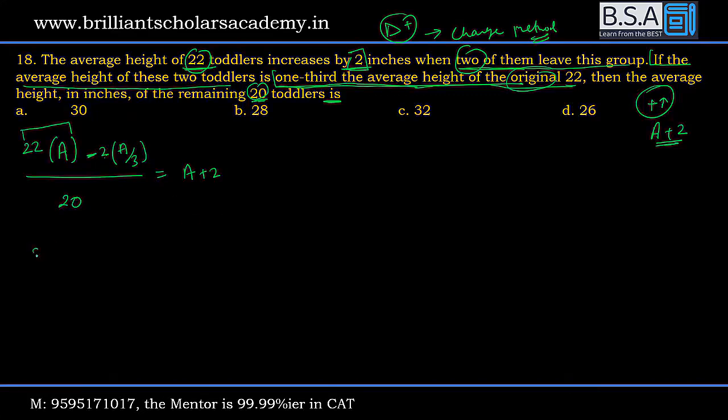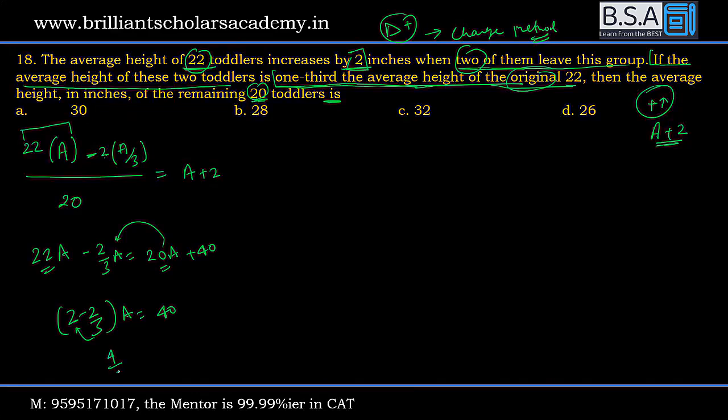Let me rearrange this. 22A minus 2 by 3A is equal to 20A plus 40. Let me bring it to the opposite side. 22 minus 20, 2, minus 2 by 3A, is equal to 40. This goes above: 6 minus 2, 4 by 3A, equals 40. So A is 30.